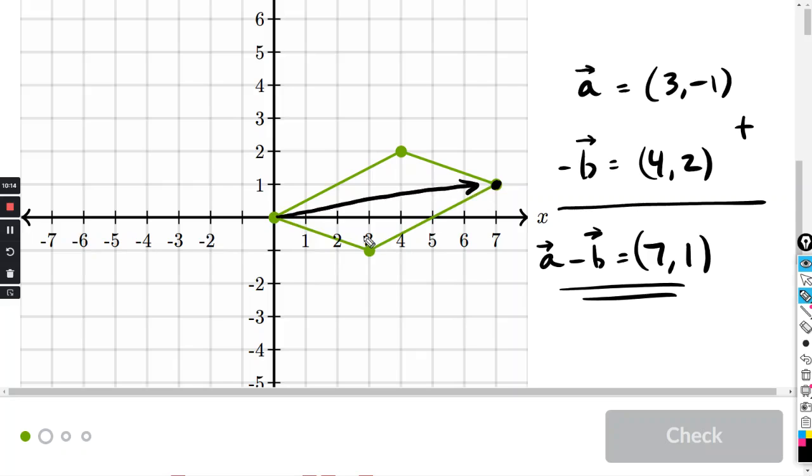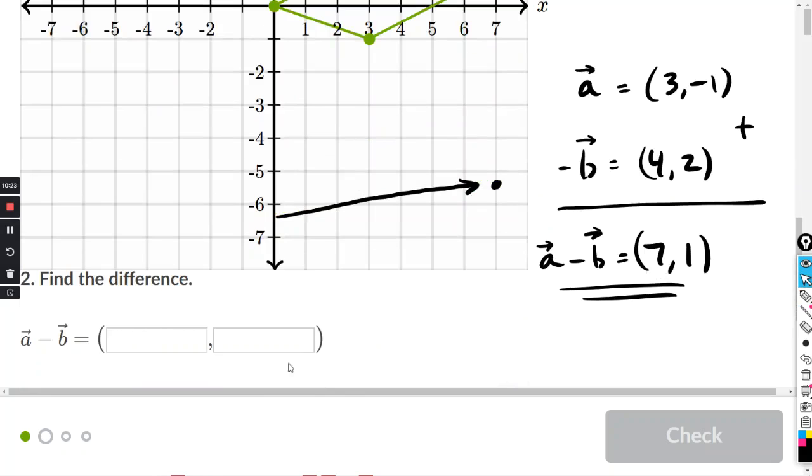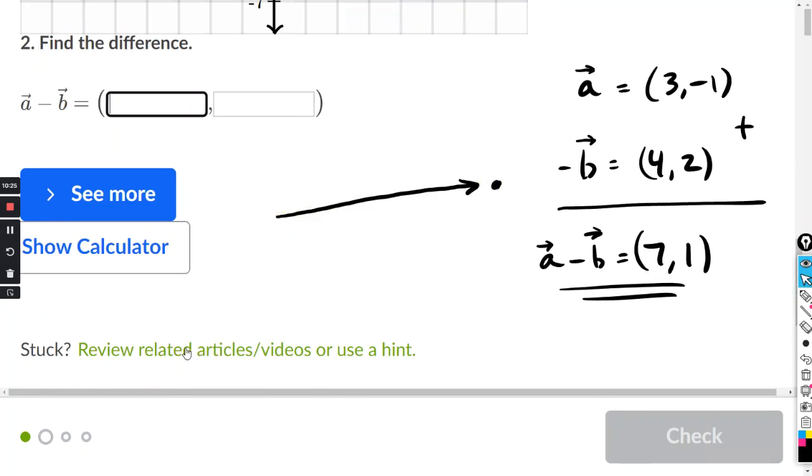Alright, so we have our parallelogram, and now I think they're just going to ask us this in the box. A minus B, we did that. 7 comma 1. So just click in the box, type 7, and then 1. 7 for the x, 1 for the y.